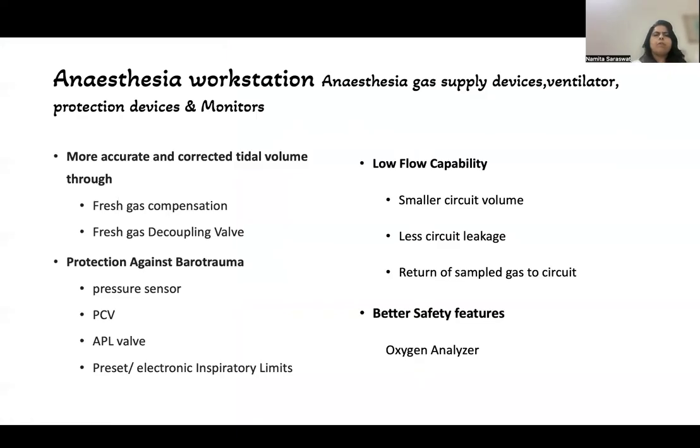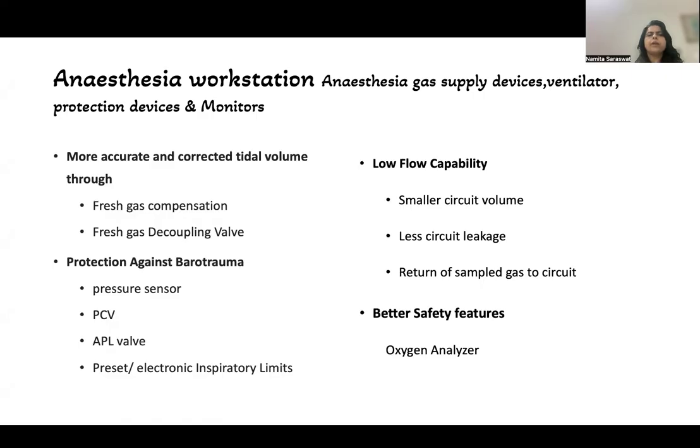Now, we have already discussed a few features of the anesthesia workstation previously in the slides. Now we'll discuss a few further changes which are incorporated in the anesthesia workstation. First of all, understand what a workstation is and how it is different from the machine. According to the ASTM, an anesthesia workstation should contain 4 components: anesthesia gas supply devices, ventilator, protection devices, and monitors. Then it becomes an anesthesia workstation.